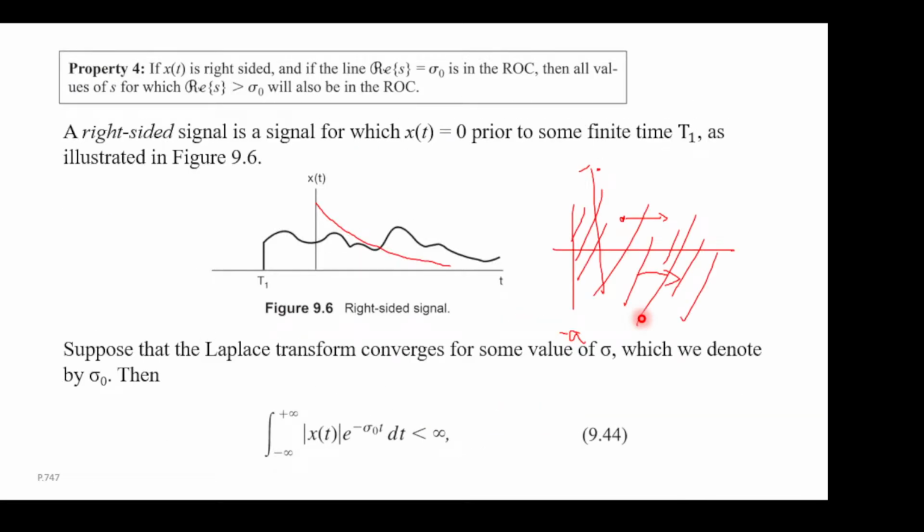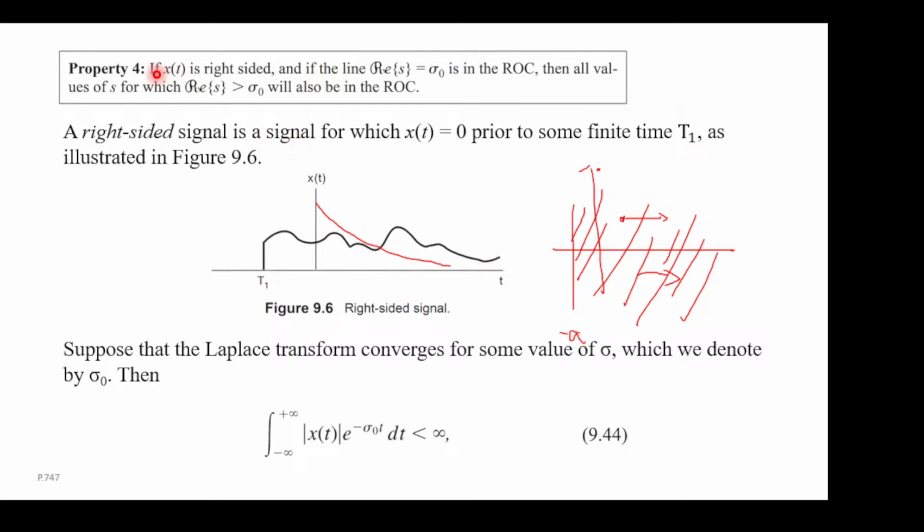So what if we have a right-sided function? It means a function looking like this. For the finite duration function, it has the left side cut off at t1 and the right side cut off at t2. But now we have a right-sided function, so it has a cutoff at t1 on the left side, and on the right side it can be anything. So it's kind of half of the constraints of the finite duration function.